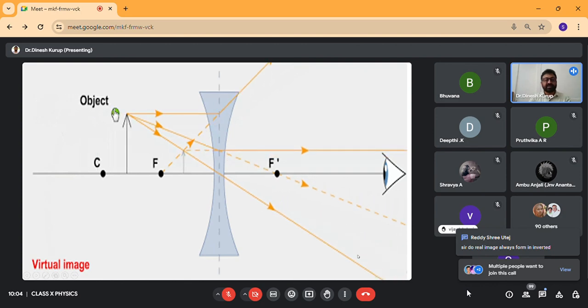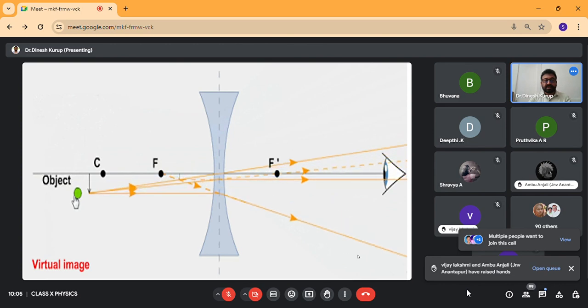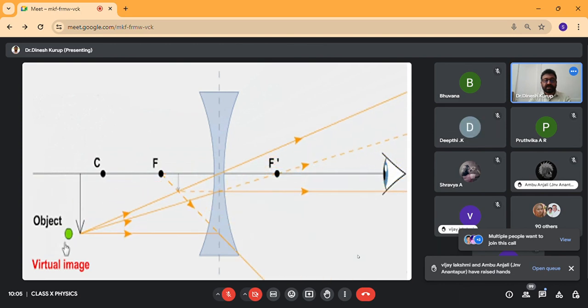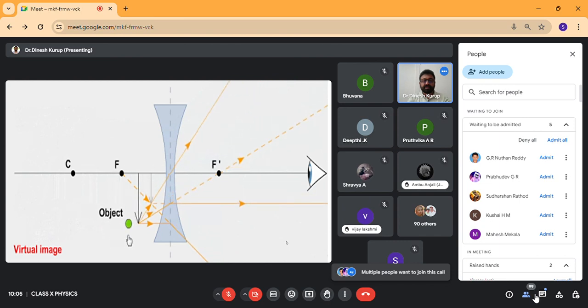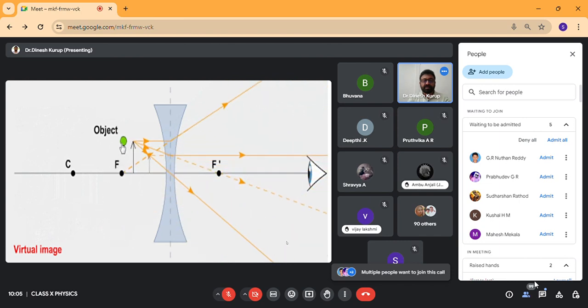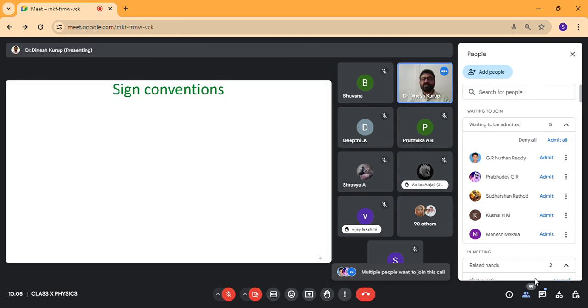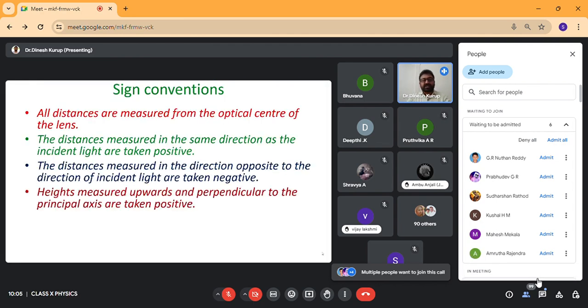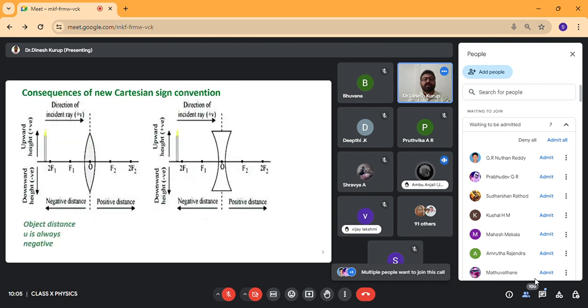Okay, so this one, the concave lens. In the case of a concave lens, see the changes happening there. Okay, fine. The sign conventions in brief, just brush it up. These are the sign conventions.